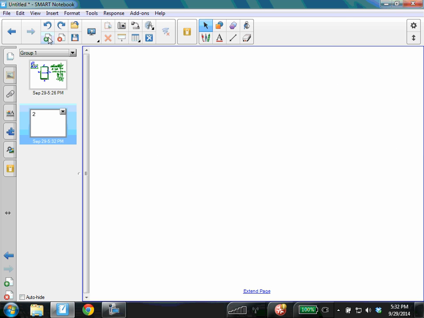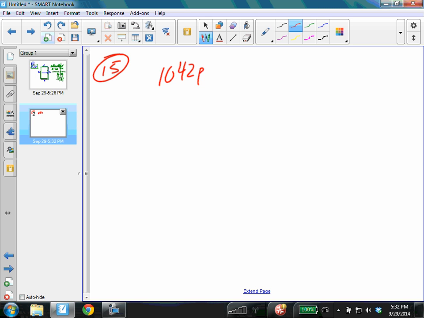Number 15 says, find the unit rate for the number of parts manufactured per hour if 1,042 parts are made in 6 hours. So we have 1,042 parts made in 6 hours, and we want to set this up like a proportion. And so we set it up like a proportion.